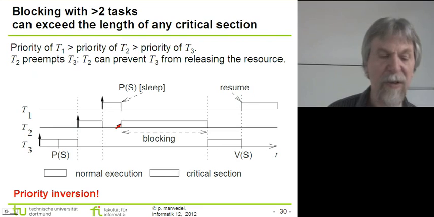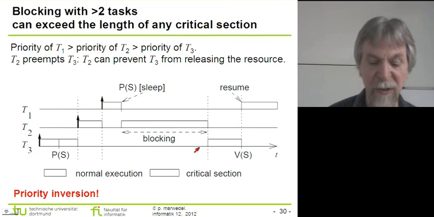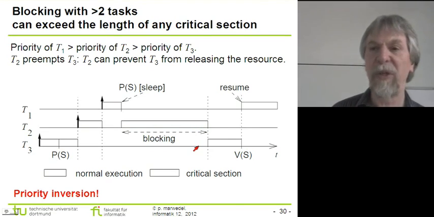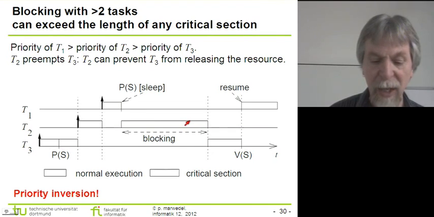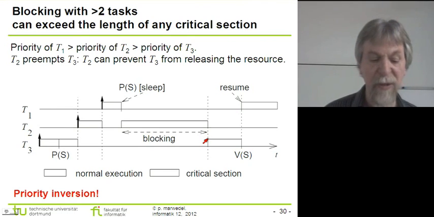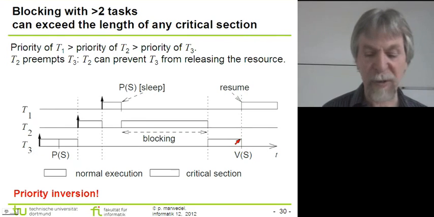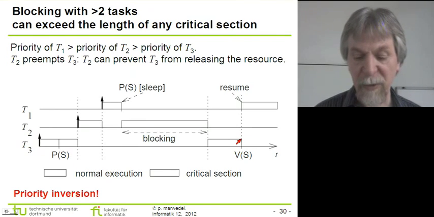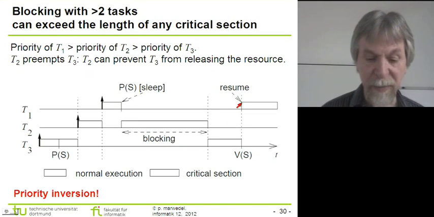Now we execute the task with the next lower priority, and this is the task T2. And this task T2 will prevent the execution of task T3, which means there will be no progress with respect to the execution of that critical section. And therefore, it can happen that this blocking goes on for quite some time until finally we resume the execution of T3. And only then will we work on this critical section and finally then hopefully release the use of that resource, and then this task T1 can execute.